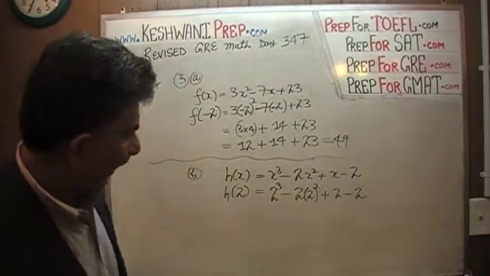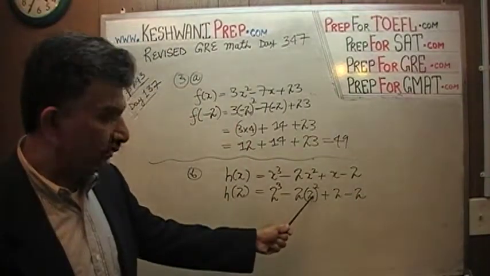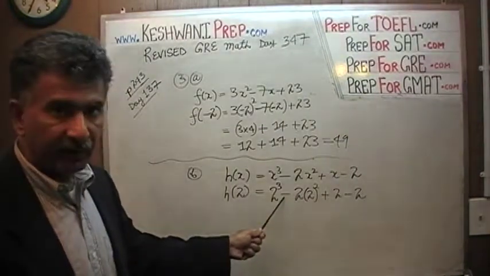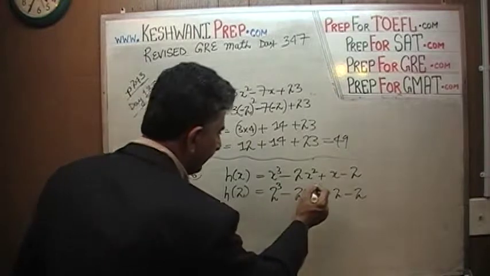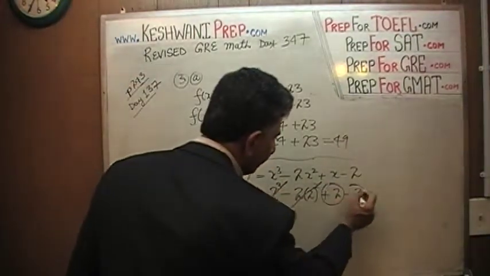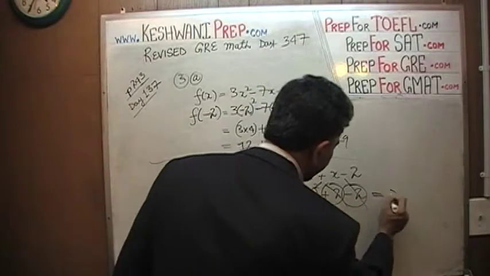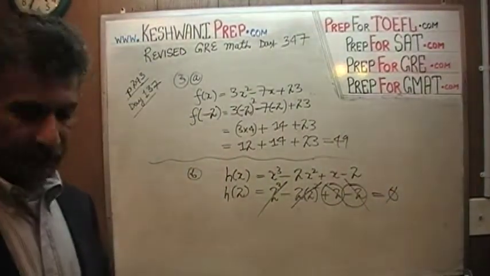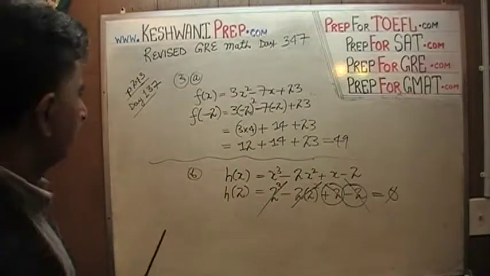Now, how much is 2 squared? 2 squared is 4. 4 times 2 is 8. So this quantity is 8 with a negative sign in front of it, so it's a negative 8. This negative 8 and this positive 8 drop out. And this positive 2 and this negative 2 drop out. And the answer is a big fat 0. And therefore we say that h of 2 equals 0. Let's do C.